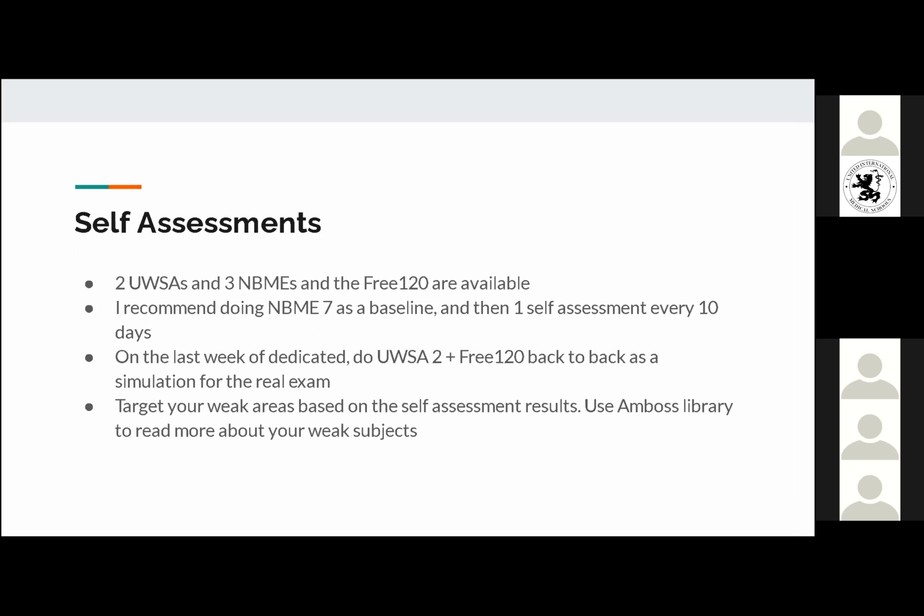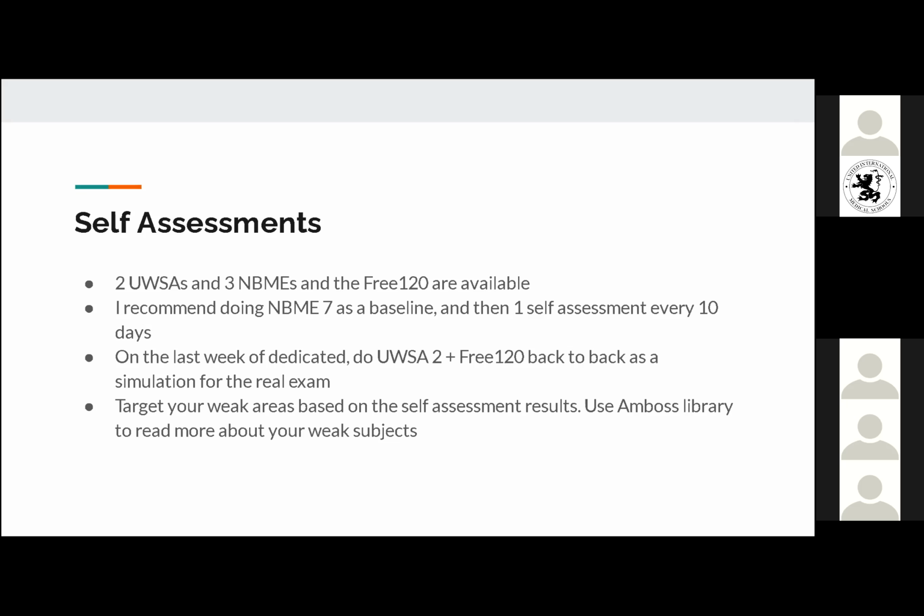Self-assessments for Step 2 CK are very similar to Step 1. You have 2 UWorld assessments, but you have only 3 NBMEs, and then you have the free 120 self-assessment. I recommend doing the NBME 7 as the baseline, and then doing 1 self-assessment every 10 days. And very similar to what you did in Step 1, I also recommend for Step 2 CK, in the last week of dedicated, a few days before your real exam, doing back-to-back UWorld Assessment 2 plus the free 120 as a simulation for the real exam.